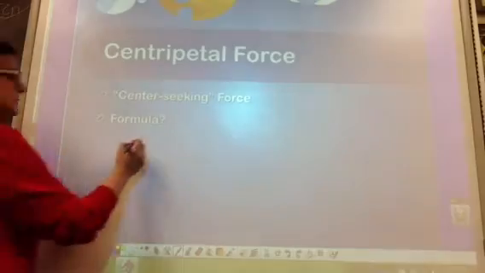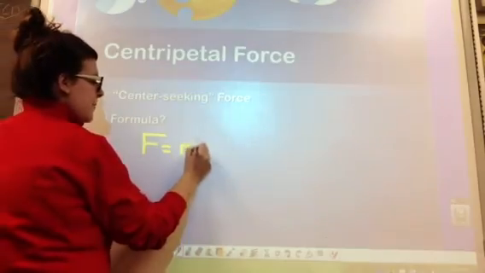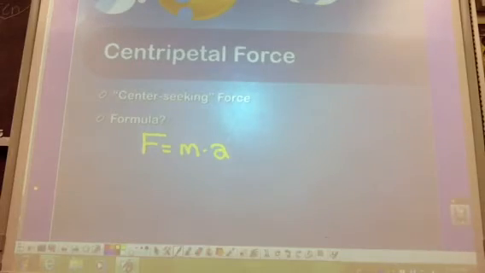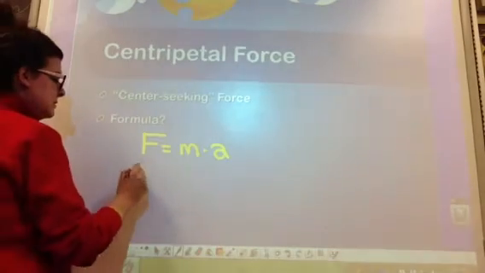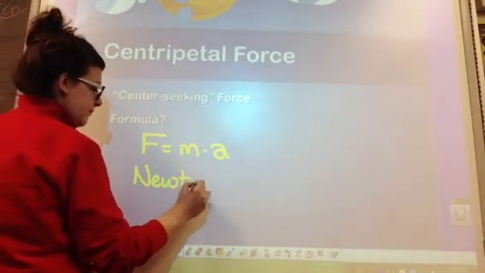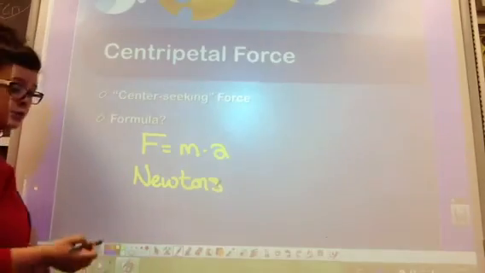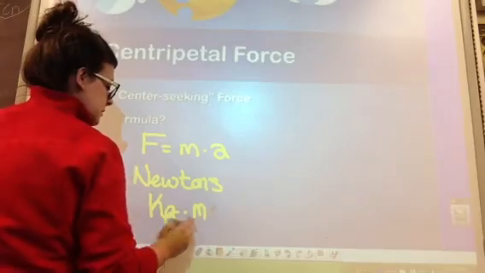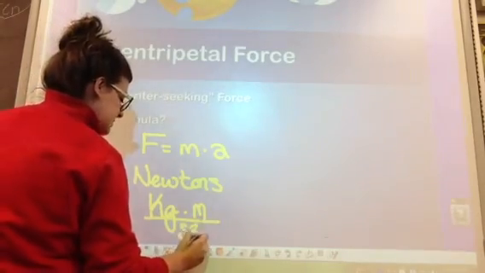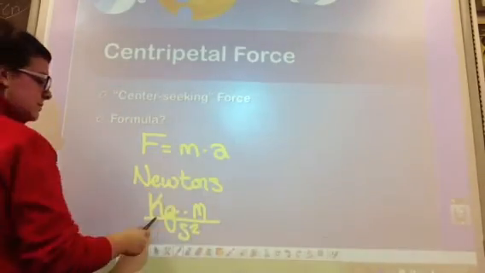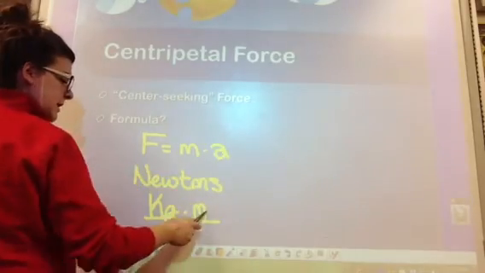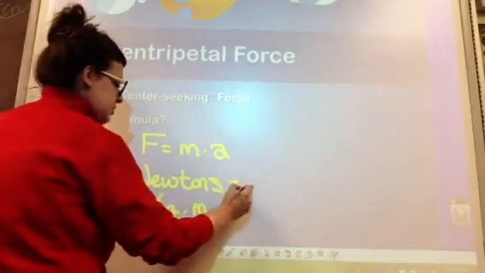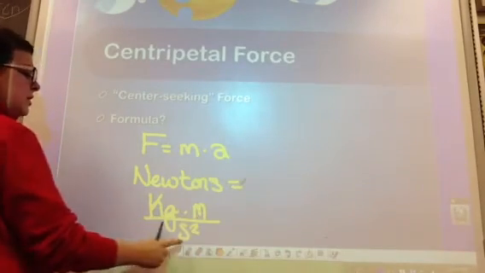Now, force is equal to mass times acceleration. And a force is measured in the units newtons. A newton is the same thing as a kilogram times a meter per second squared. So mass, my kilograms, acceleration, I get that meter per second squared. So a newton is also equivalent to a kilogram meter per second squared.